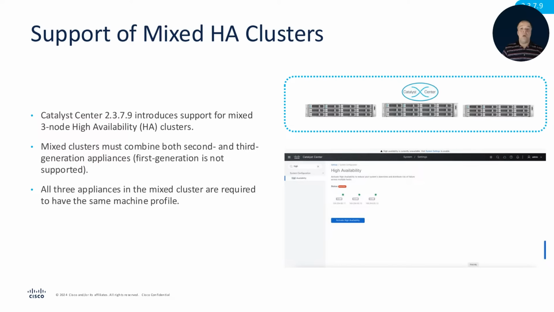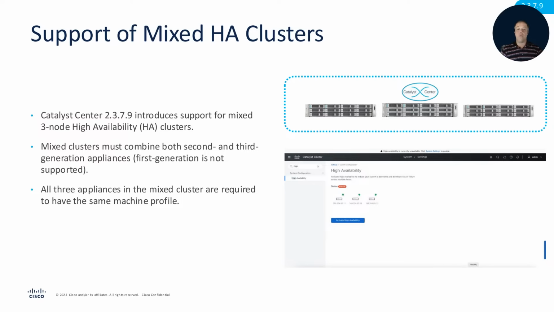All right, so with Catalyst Center 2379, we also now support mixed 3-node high availability clusters. This allows a combination of 2nd and 3rd generation appliances. This will give you the flexibility to plan phased hardware upgrades, so you're not upgrading your whole cluster at the same time. And that was one of our goals.